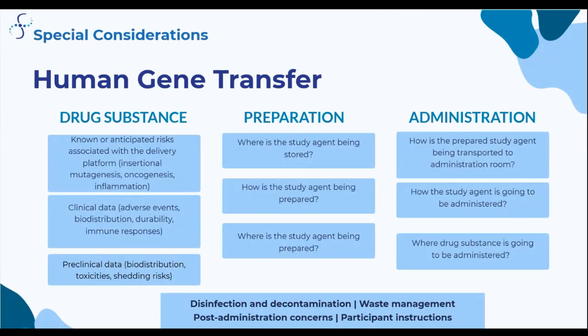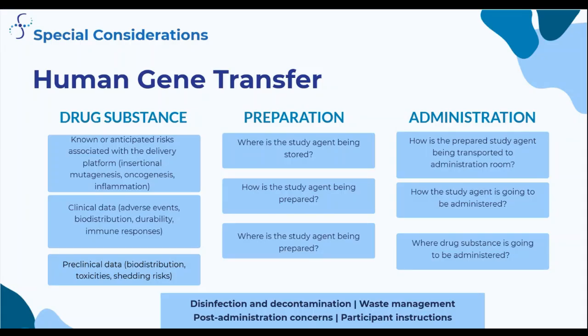The risks associated with human gene transfer studies fall into two main categories: risks related to the investigational product itself, and risks related to how that product is handled at the study site. As we've discussed, each vector carries its own intrinsic risks. These may stem from the virus it was originally derived from, the genetic modifications introduced, the genes or other material carried within the vector, as well as its targeting mechanisms and biodistribution characteristics.